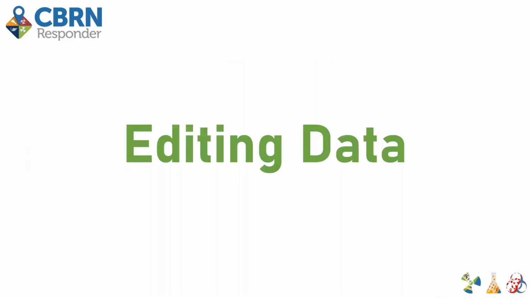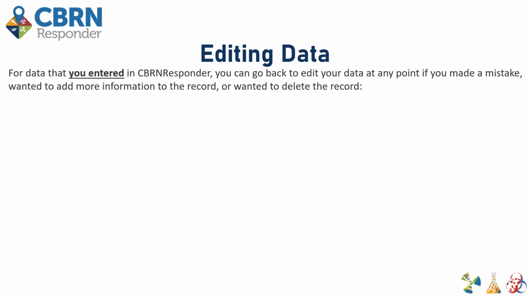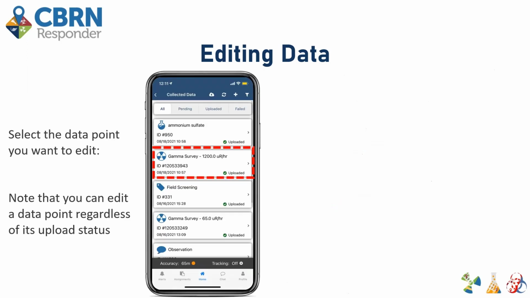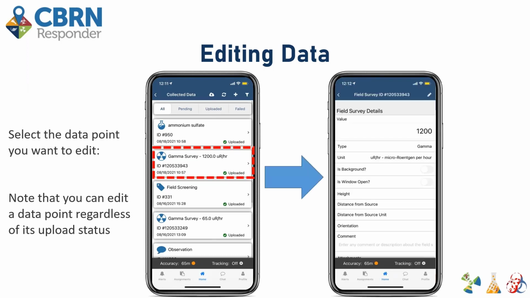Next, I'll chat a little bit about editing data. For data that you entered in CBRNResponder, you can go back to edit your data at any point if you made a mistake upon data entry, you wanted to add more information to the record, or you simply wanted to delete the record. You'll navigate to your collected data list and select the data point that you want to edit. Note that you can edit a data point regardless of its upload status.